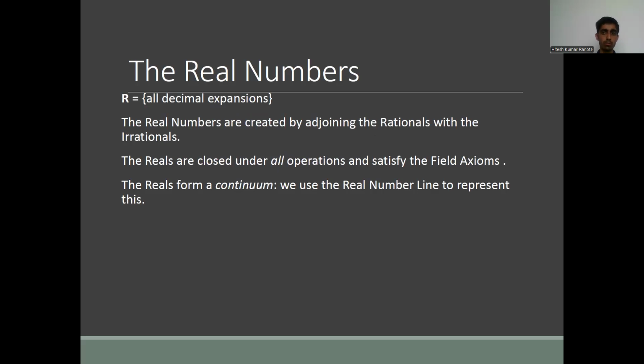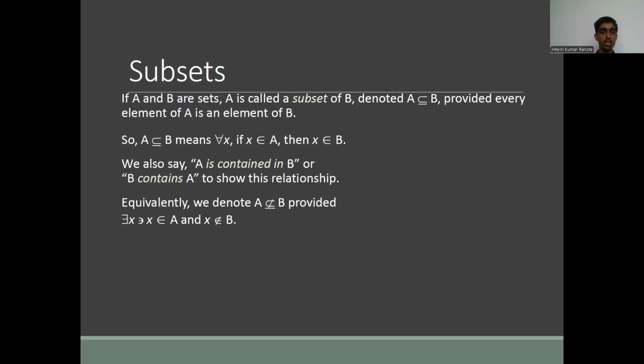Next, the set of real numbers. Real numbers are all decimal expansions. The real numbers are created by joining the rationals with the irrationals. The reals are closed under all operations and satisfy the field axioms. The reals form a continuum. We use the real number line to represent this.